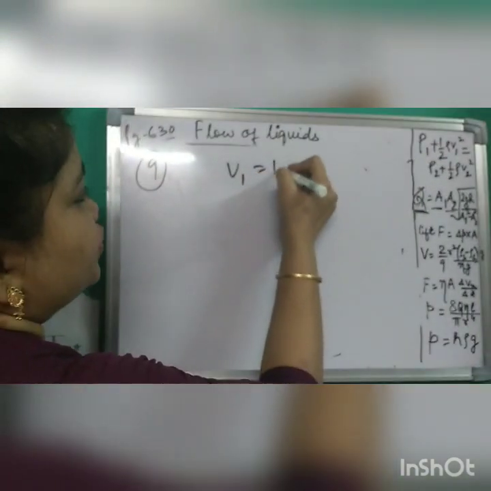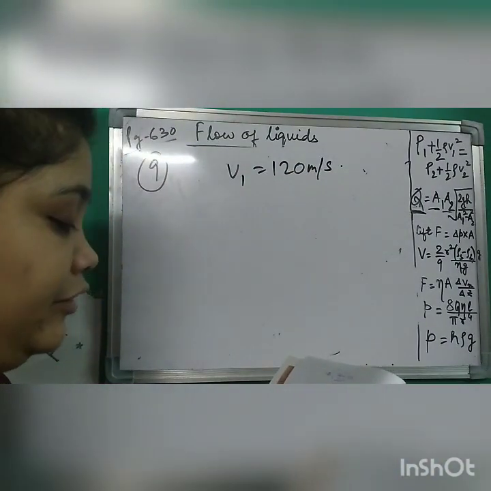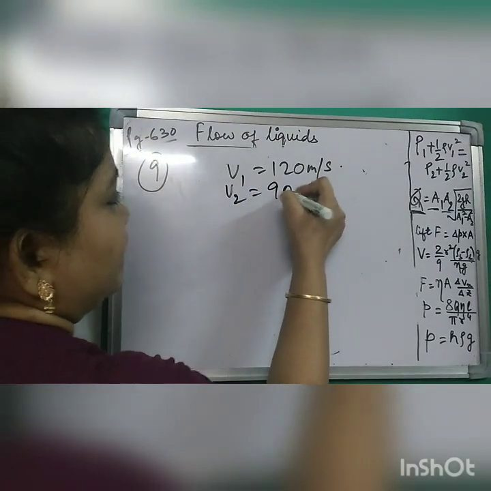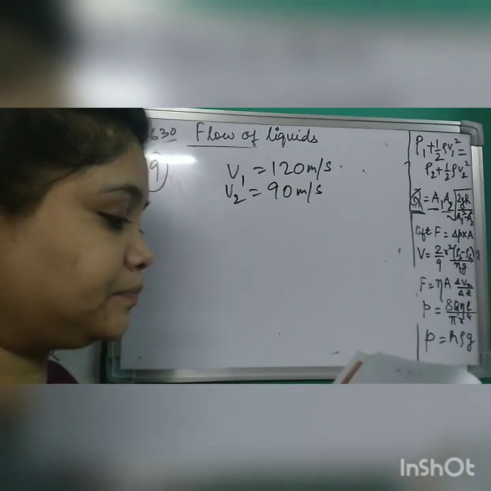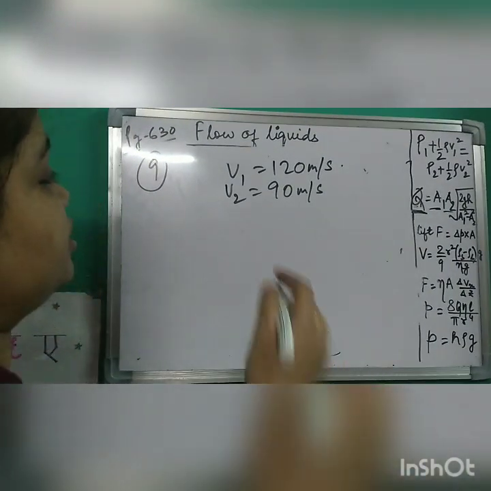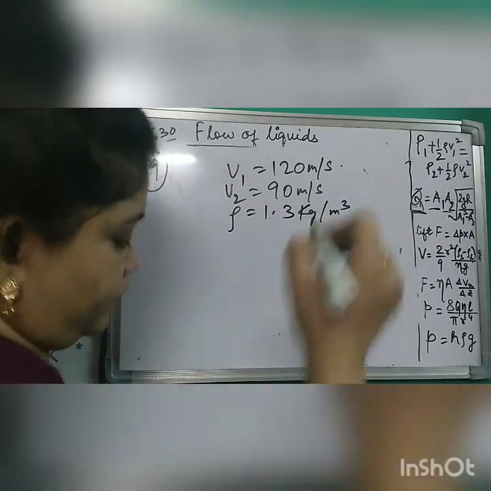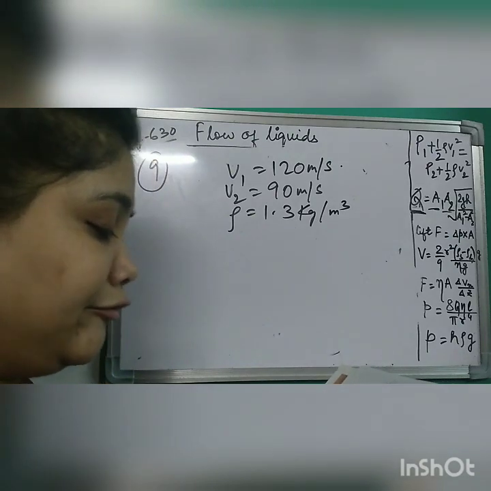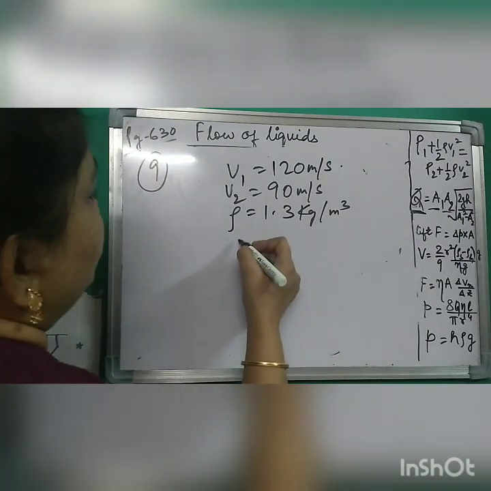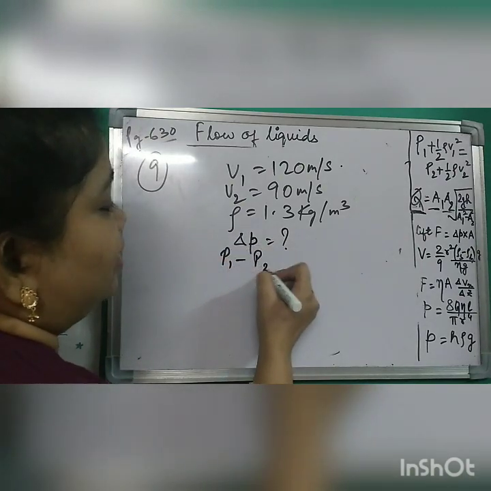So V1 is given as 120 meter per second at the upper surface and 90 meter per second at the lower surface. That means V2 is given as 90 meter per second in the lower surface. If the density of air is 1.3 kg per meter cube, rho is given as 1.3 kg per meter cube. Find the difference in pressure between the two surfaces of the wing. That means you have to find delta P, or rather P1 minus P2.